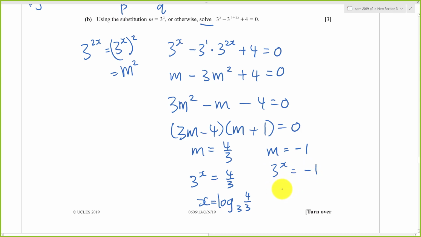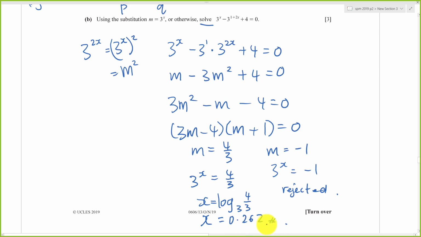Yeah, this one is rejected, because log cannot take a negative value, right? Of course, if you're not sure why it's rejected, you just do x equals log base 3 of negative 1, and then you realize you're actually getting a math error. So I will just reject it. And then the other one, I will try to find my answer, log base 3 of 4 over 3, so it is 0.262.